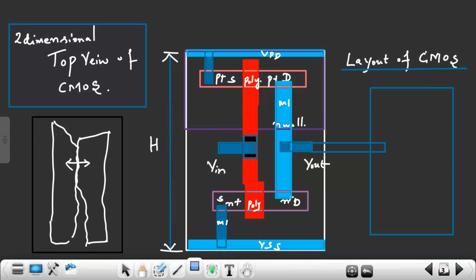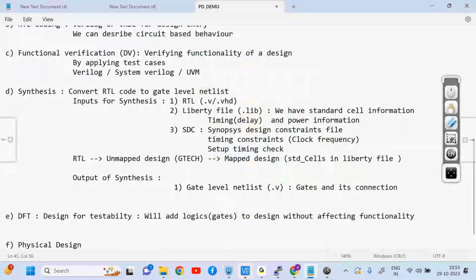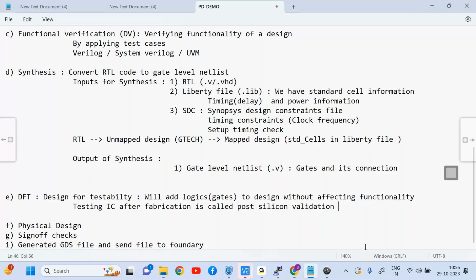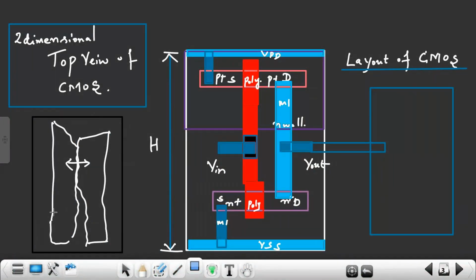So before forwarding the IC to the market, they have to test the IC. Testing an IC after fabrication is called post silicon validation. Because that is called yield. Yield means what? How many ICs you are throwing out for every 100 ICs. For every 100 ICs, if you are throwing 20 ICs outside, then the yield is 80%.